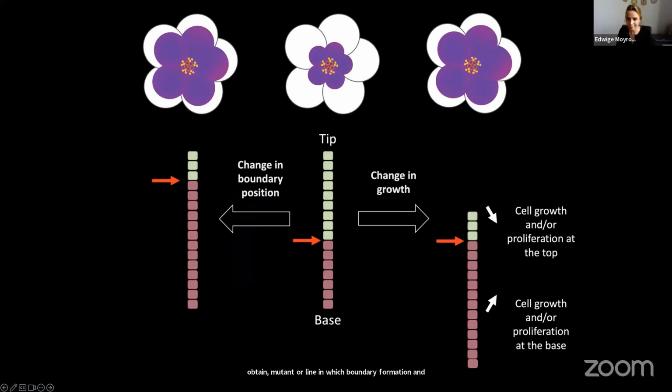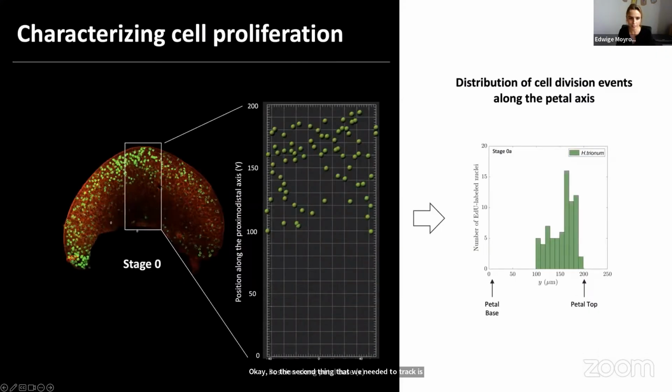Okay, so the second thing that we needed to track is growth. So Lucy is tracking cell expansion, but she also found a way of labeling cell division events. So she could really characterize cell proliferation spatially. And this is what she found in the wild type, where most cell division events are restricted to the top of the petal. This is really interesting because it really provides us with a way to investigate what is happening in transgenic lines with variation in bullseye dimension.